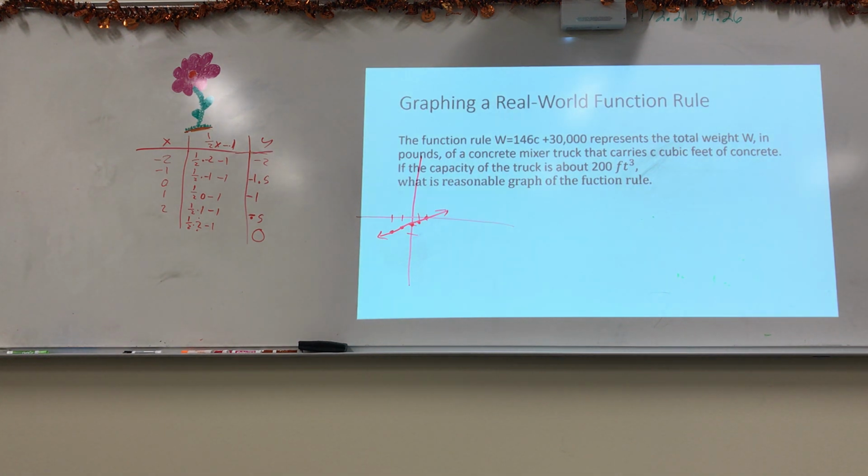Okay, graphing a real world function rule. The function rule y equals 146c plus 30,000 represents the total weight W in pounds of a concrete mix truck that carries c cubic feet of concrete. If the capacity of the truck is about 200 cubic feet, what is a reasonable graph of the function rule?